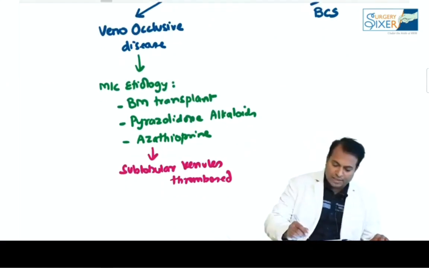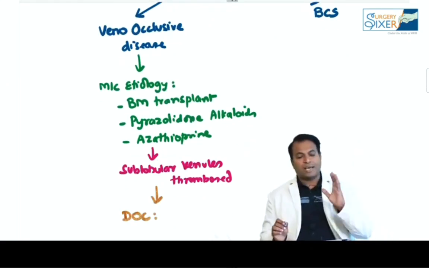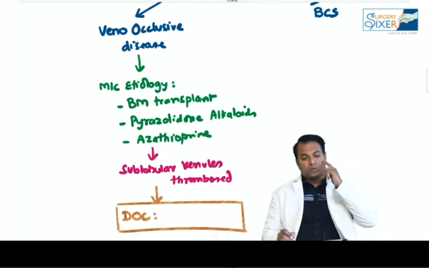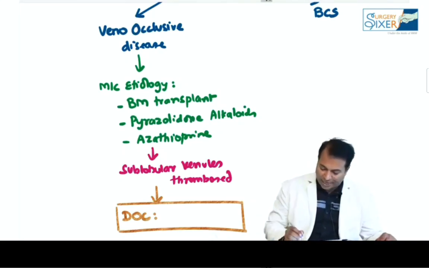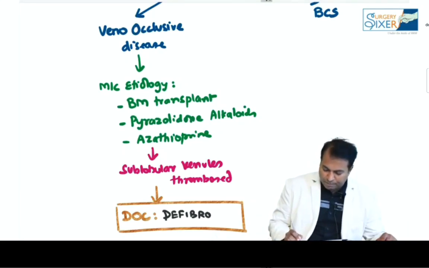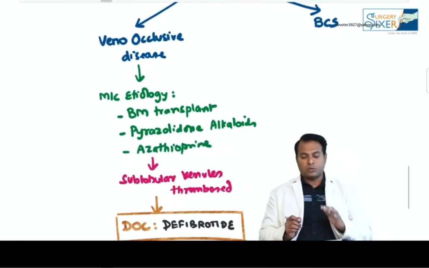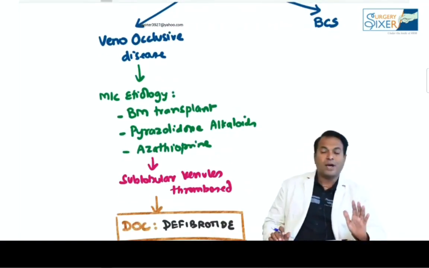So what is the drug of choice for this condition? This is the only question I expect at PG level, because this is a line from Sabiston. This is a new drug which you can get in the exam. This is known as defibrotide. Defibrotide is the drug of choice for veno-occlusive disease. So veno-occlusive disease is a sublobular venule thrombosis, and the drug of choice is defibrotide.